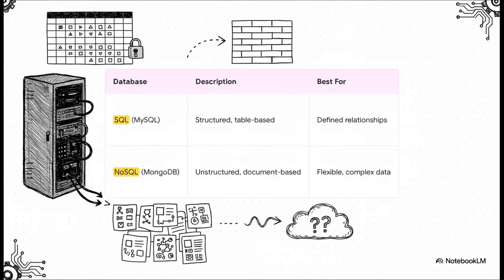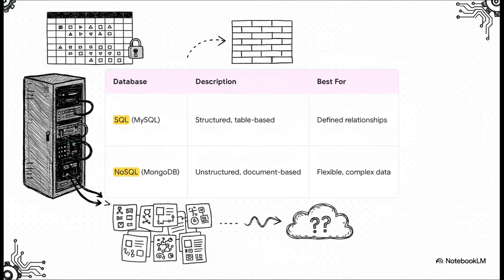So all that user information, all that data, where does it live? It lives in a database. And there are really two main flavors of databases to choose from, and this is a big decision. First up, you've got SQL databases, like MySQL. Think of these like super organized Excel spreadsheets. They have rigid rows and columns and strict rules. You'd use SQL when your data has really clear relationships, like users and their blog posts. Everything is neat, tidy, and predictable.